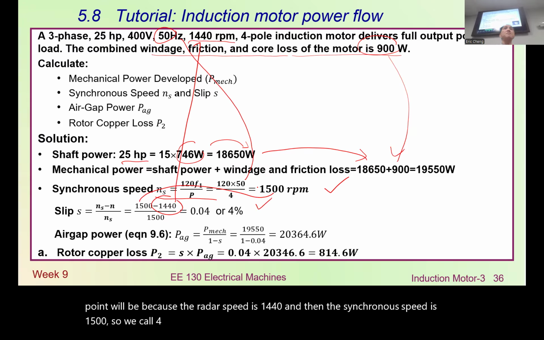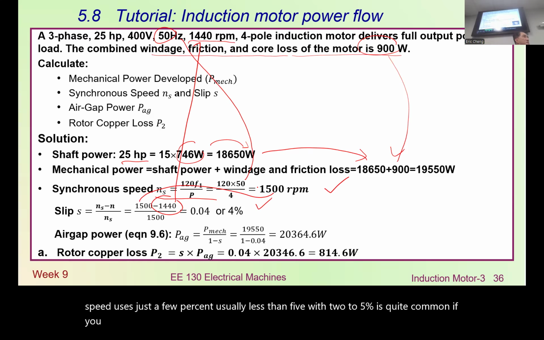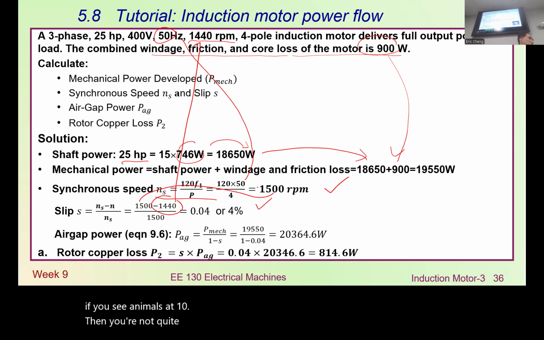Anyway, we found that for most motors, the rated slip is usually just a few percent, usually less than 5. I mean, 2 to 5% is quite common. If you see any motor with 10, 20%, that is not quite right. Okay, 1% is not possible, it's too small, right?